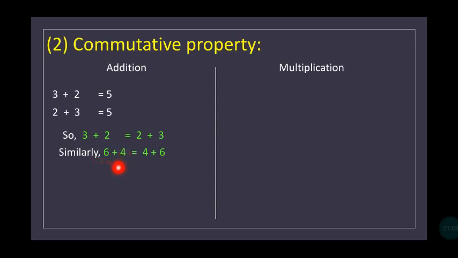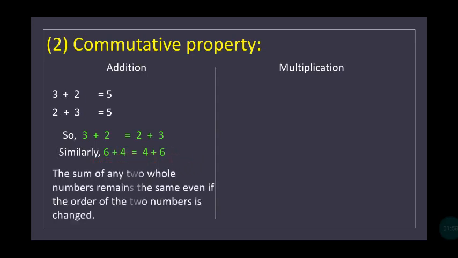In both cases, the answer will be the same, 10, right? So the sum of any two whole numbers remains the same even if the order of the two numbers is changed. That is the commutative property for addition.